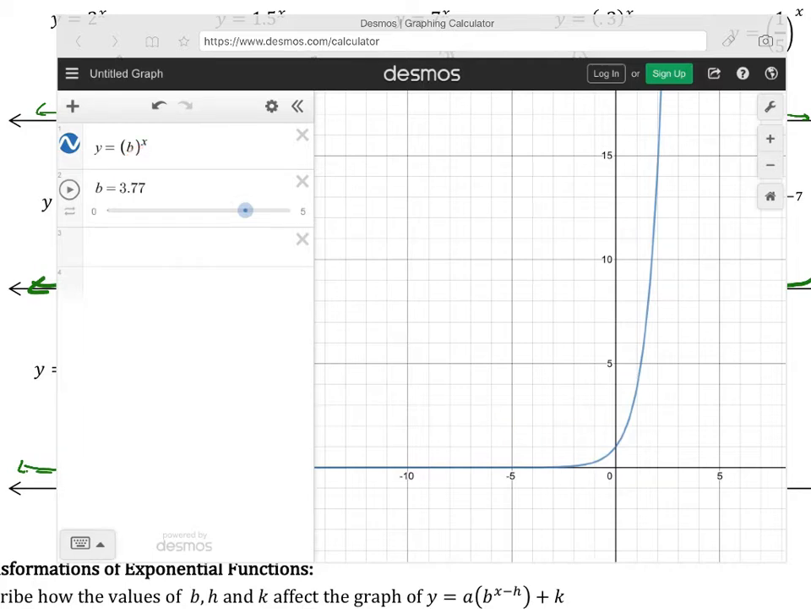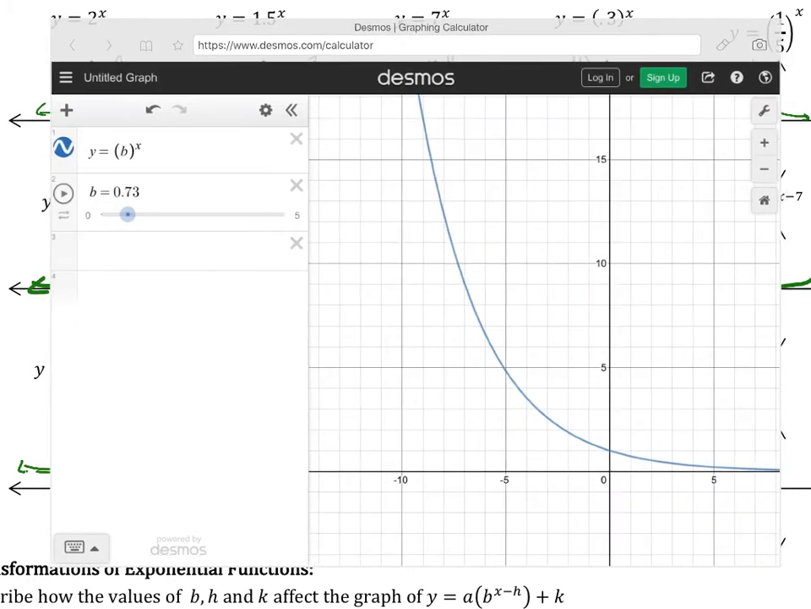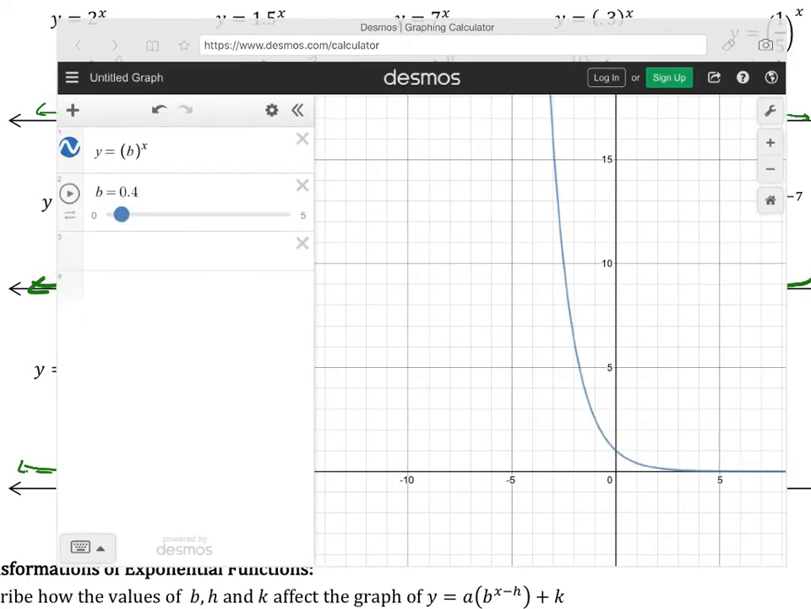And as that number gets less than 1, once we cross 1 here, we have exponential decay. So in this base number, if we have 0.73 to the x power, that's this exponential decay, and so on and so forth. And 0.24, that's like 1/4 to the x power. Now notice these are always going through (0, 1).